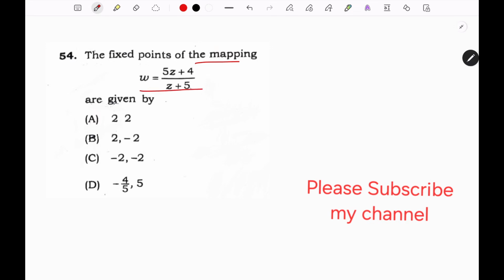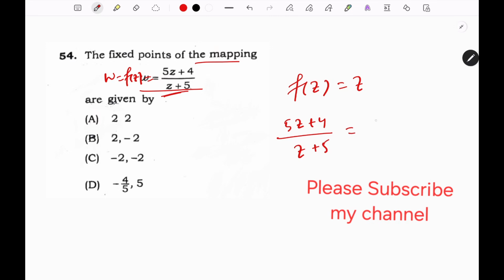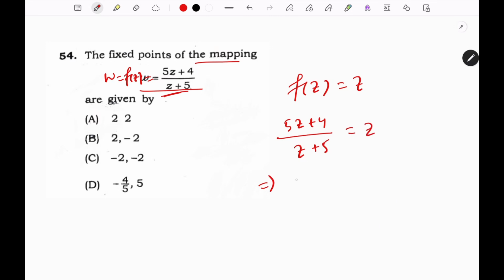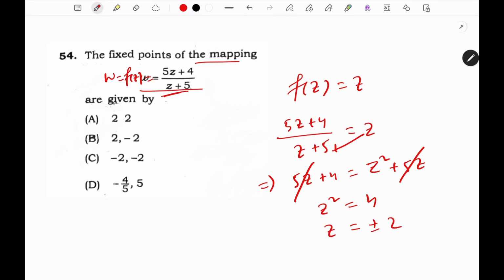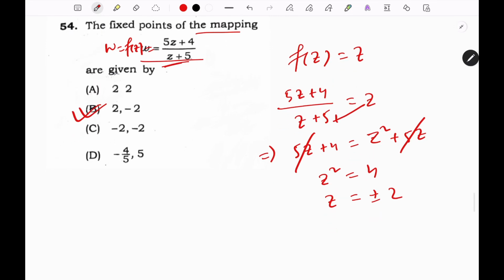The next question is: the fixed points of the mapping w equals this are given by. So we have to find the fixed points. How to find fixed points? A fixed point is where f of z equals z. Here w equals f of z, which is 5z plus 4 divided by z plus 5, and this equals z. So 5z plus 4 equals z square plus 5z, and the 5z cancels, that means z square equals 4. So z equals plus minus 2. So option B is correct.